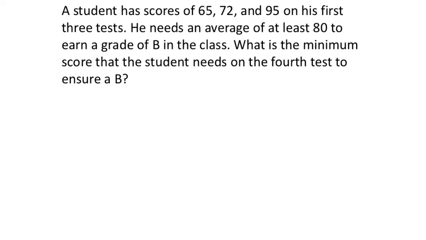A student has scores of 65, 72, and 95 on his first three tests. He needs an average of at least 80 to earn a grade of a B in the class. What is the minimum score that the student needs on the fourth test to ensure a B?